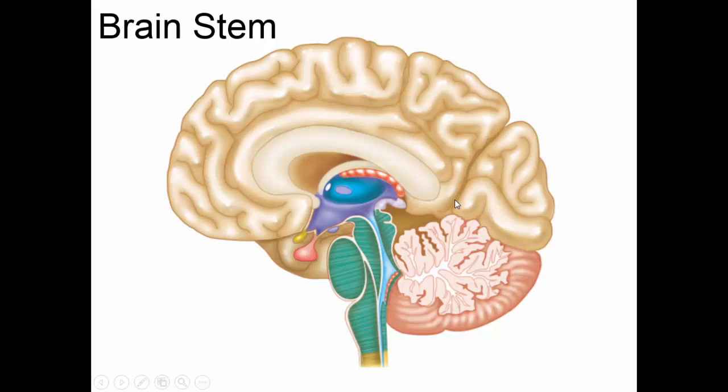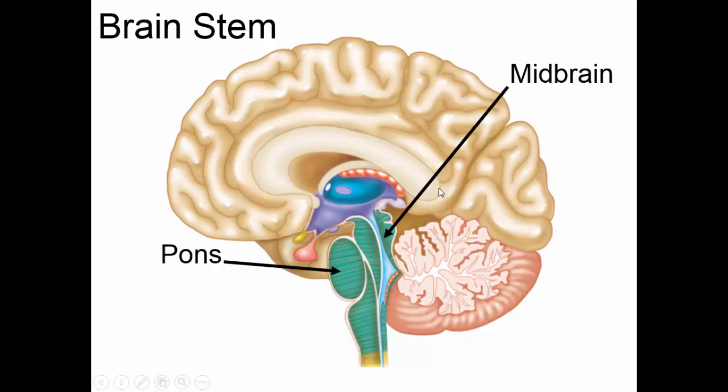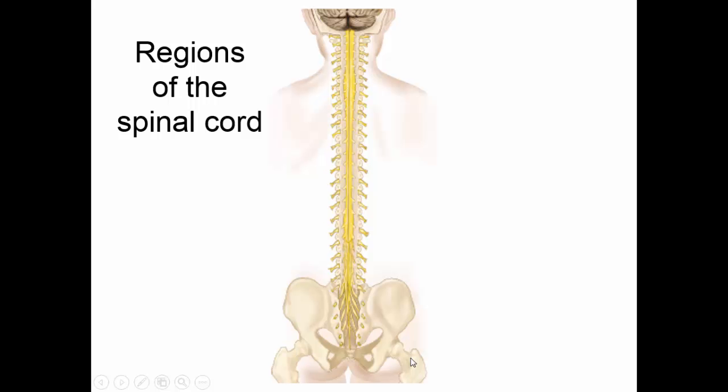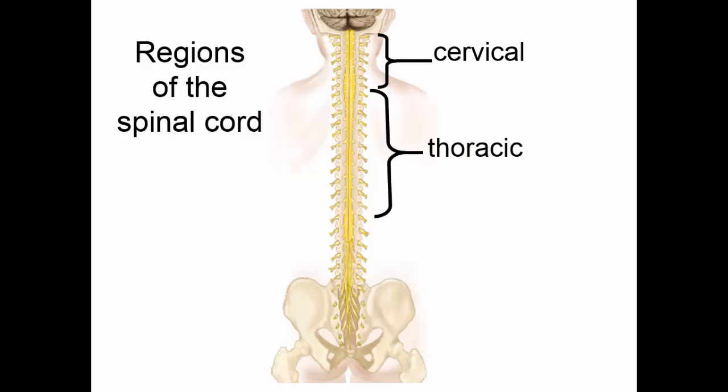The brainstem has three major parts: the midbrain, the pons, and the medulla oblongata. In the medulla are some of our most basic centers for life, like the cardiac center and the respiratory center. As the medulla leaves the brain, it becomes the spinal cord. The spinal cord has spinal nerves coming off of it, and the spinal nerves are named for the regions of the spinal cord. So we have the cervical nerves that come off the cervical vertebra, the thoracic nerves that come off of the thoracic vertebra, the lumbar nerves will come off of the lumbar vertebra, and then the sacral nerves will come out of the sacrum.